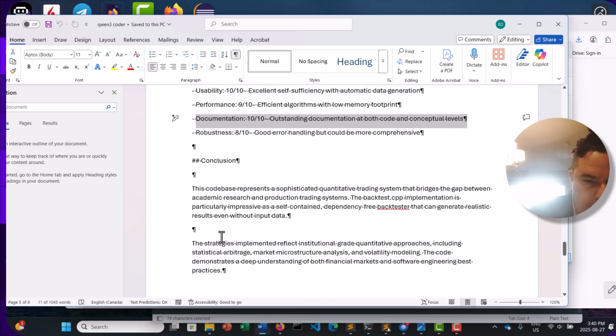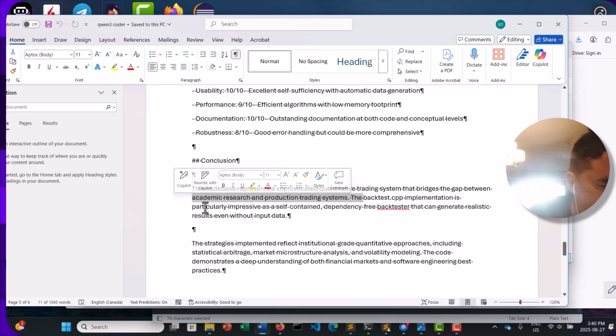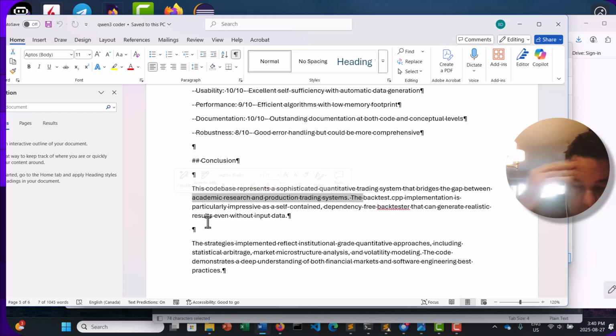The code base represents a sophisticated quantitative trading system that bridges the gap between academic research and production trading systems. This is the big gap that's been there for years before AI came along. It's no different than with MATLAB or R. Great for academia, but to take that code and those trading ideas and turn them into production, there's always a big, big gap in MATLAB. Try to do it. I don't know if successfully, but it's probably advanced quite a bit now.